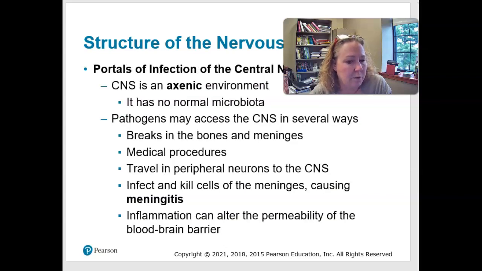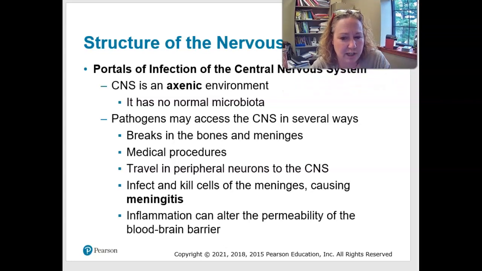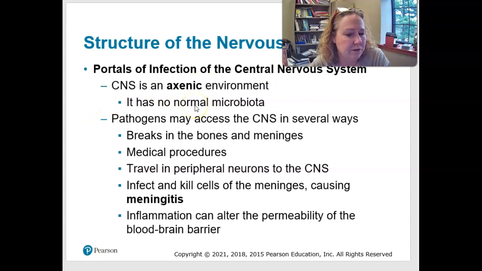Okay. Portals of infection into the central nervous system. Yay. What are our portals of infection? So the central nervous system is actually an axenic environment. Basically, it is free of bacteria. There is no normal microbiota in there. Like, no surprise. You don't want microbiome in your brain. Or spinal cord. No, that's bad.